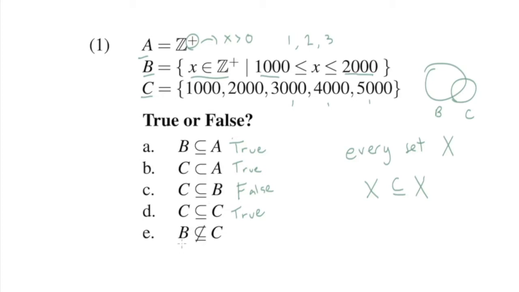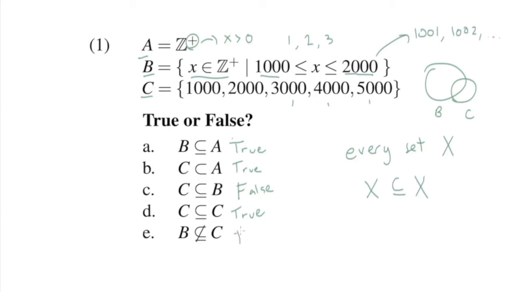Okay, finally, is it true that B is not a subset of C? Okay, so if B is not a subset of C, it must have additional members not in C. So B contains any integer between 1,000 and 2,000, so it contains 1,001, 1,002, and so on. So these are in B, but not in C.